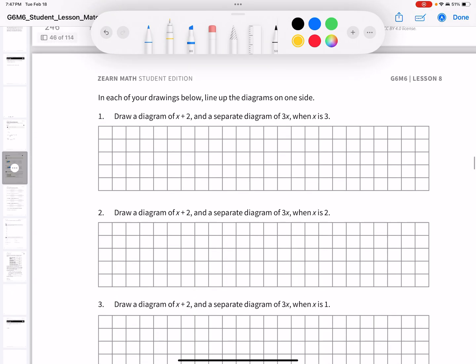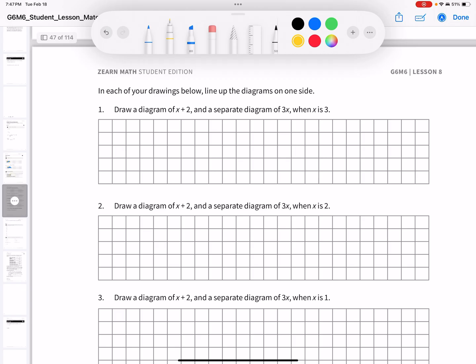So let's keep going. In each of your drawings below, line up the diagrams on one side, okay, just like they did up top. So here we go. Draw a diagram of x plus 2 and a separate diagram of 3x when x is 3. Okay, so x is 3, so I'm going to substitute that in here. So it'd be 3 plus 2. All right, here we go. So we need a group of 3, 1, 2, 3, and a group of 2, 1, 2.